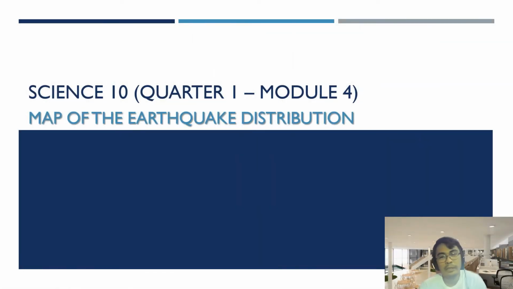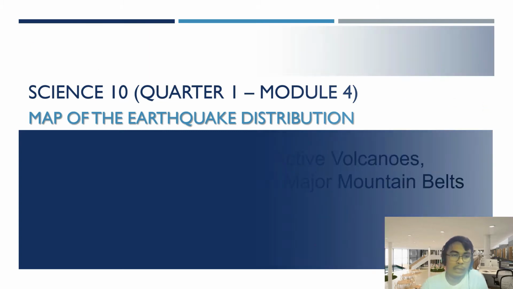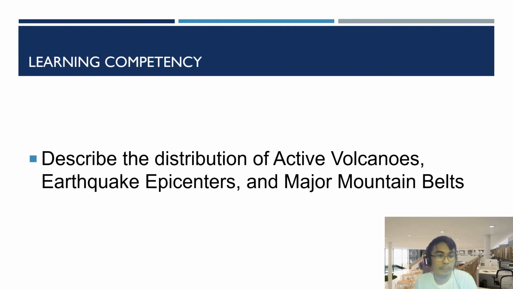Okay, here we go again, and welcome to our new lesson for the fourth module for the first quarter. And this time we are going to tackle the map of the earthquake distribution. As to our learning competency, we're still on this one, for you to describe the distribution of active volcanoes, earthquake epicenters, and major mountain belts.